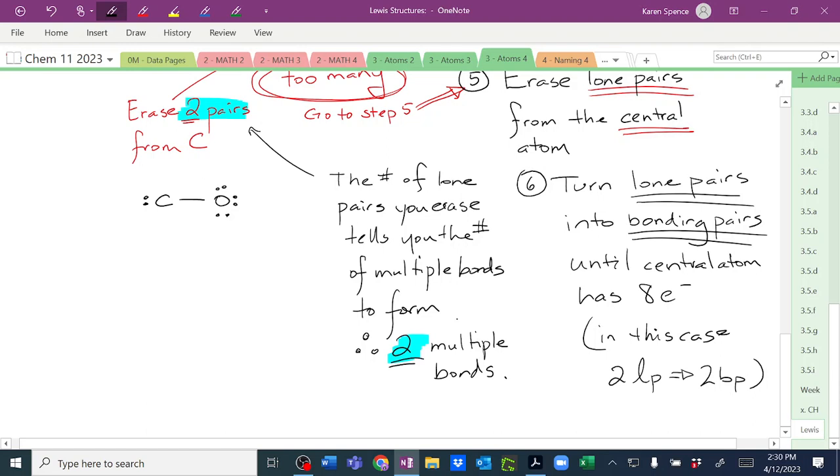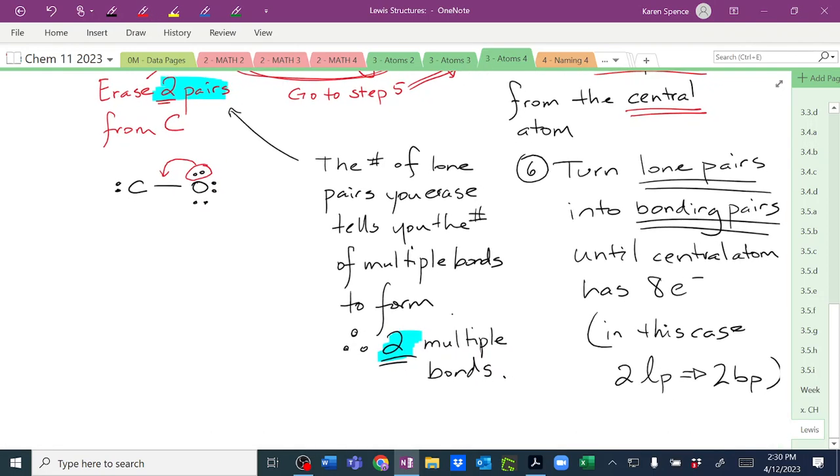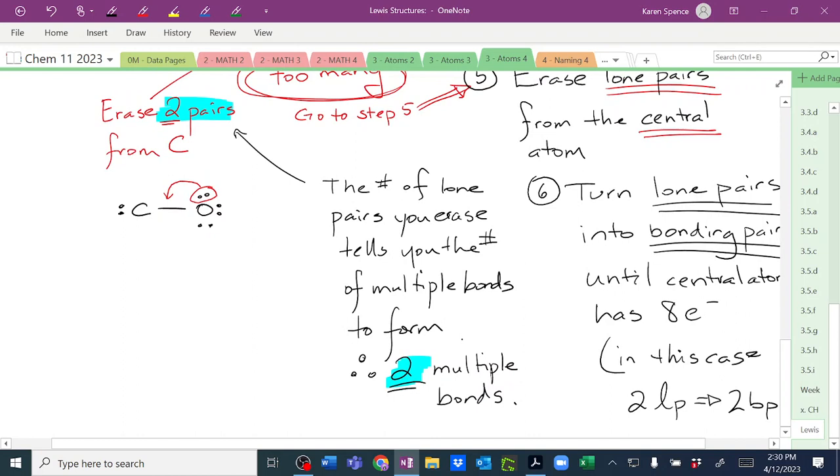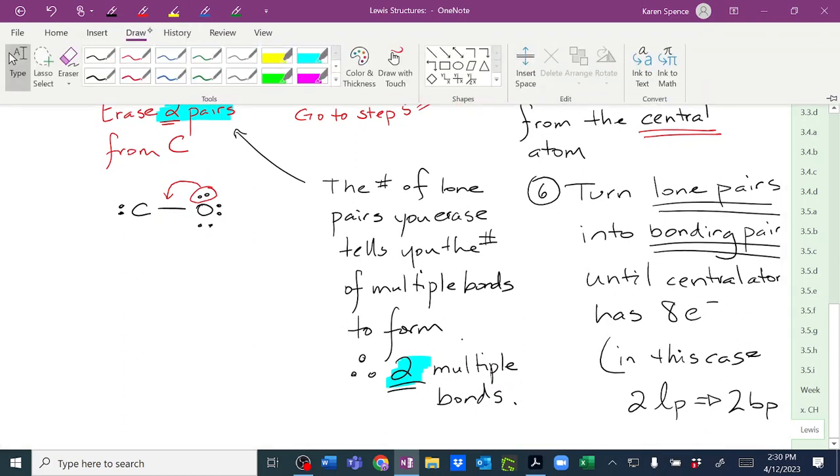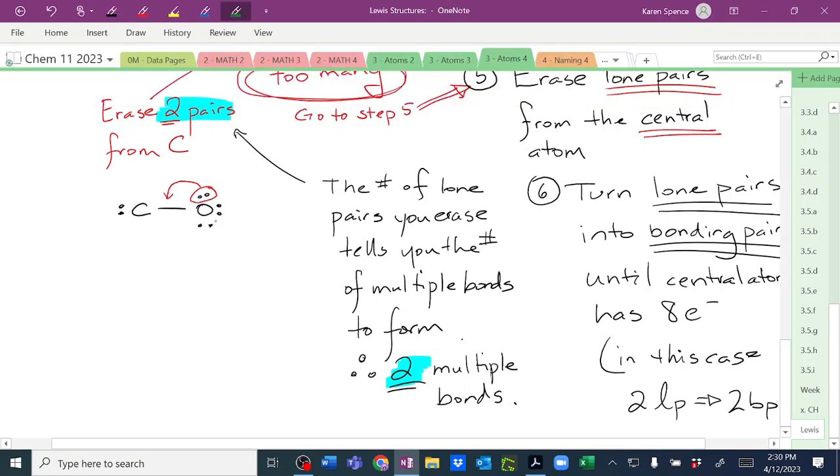Okay, so where are these lone pairs going to come from? We're going to take them from oxygen, because right now oxygen has enough. And we're going to say, oxygen, would you be so kind as to share these electrons with carbon? So that lone pair is going to cease being a lone pair and it will become a bonding pair. And we need to do this to 2 lone pairs. So we're going to also take some electrons from the bottom here, and we're going to turn that lone pair into a bonding pair.